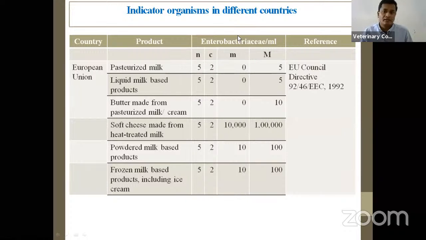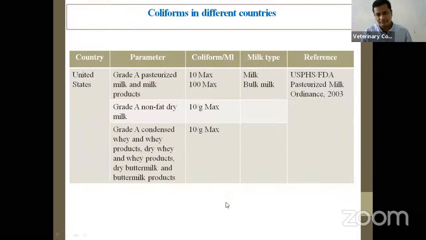The indicator organisms, Enterobacteriaceae members. So invariably they go for the enterobacterial count. They will take a broth medium which is specific to the enterobacteria. Again, the 3-class sampling plan. So n is 5, c is 2, you can see small m 10,000, capital M 1 lakh, like that, depending on the kind of the milk product.